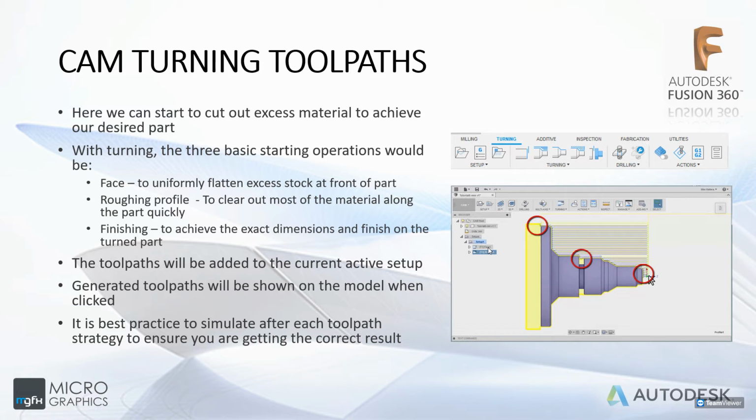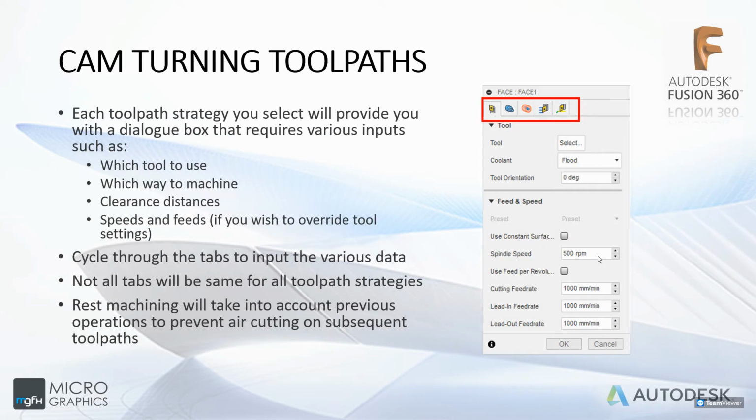It is best practice to simulate after each toolpath just to ensure that you're getting the correct result. We want to look at what the tool is doing, where it is going. Remember, the simulation environment also has a collision avoidance and speed analysis tool where you can look at what it's doing, what position it is at any given time during the toolpath.